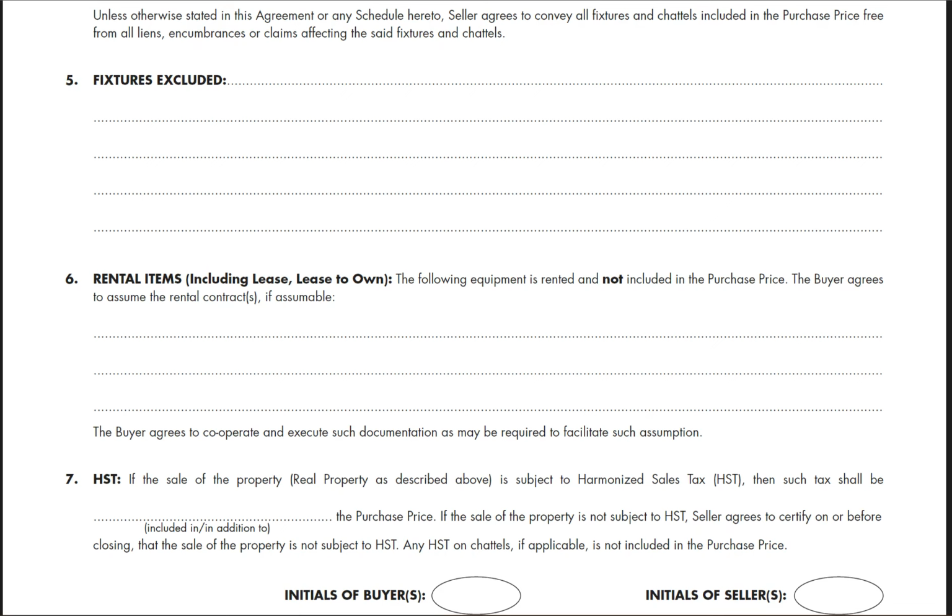If the buyer does not want to assume that rental, then they have to negotiate that, whether it be a buyout option or a price adjustment to the seller to take into consideration that rental item.